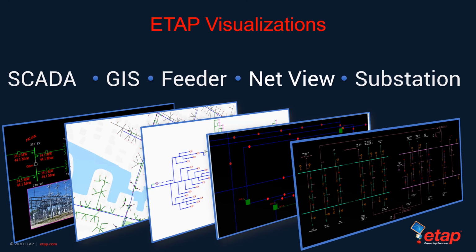Before we review the most efficient way to build a digital twin of your system, I would like to discuss a few ways to visualize a system that originates from GIS. If you have your system modeled in a geospatial diagram, you can bring that into ETAP and automatically generate multiple views, including a feeder view and a net view, as well as the substation view many people are already familiar with and utilize.